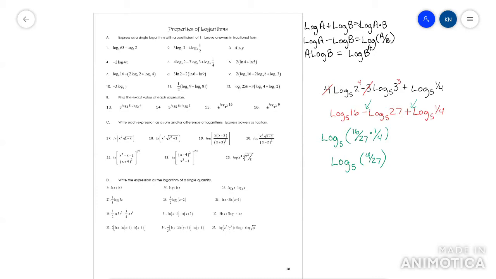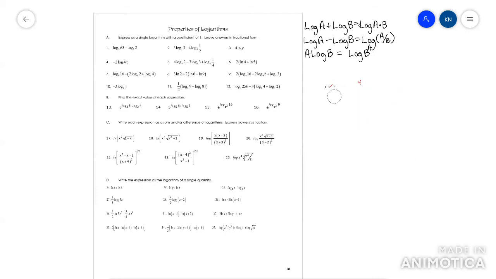All right, looking at the next one, it's rather easy, but we'll go ahead and do it.